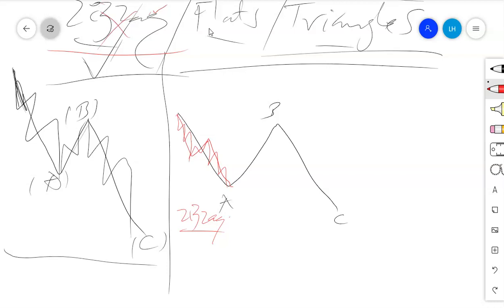Now having this zigzag in wave A, on the idea of alternation, we don't expect wave B also to be a zigzag. So wave B can now be a flat. If wave B is a flat, it will be A, B, then C. We have different types of flats, such as a regular flat, expanding flat, or running flat. But we expect wave B to have a different structure compared to wave A. That's how we need to see it. So wave B can be a flat.